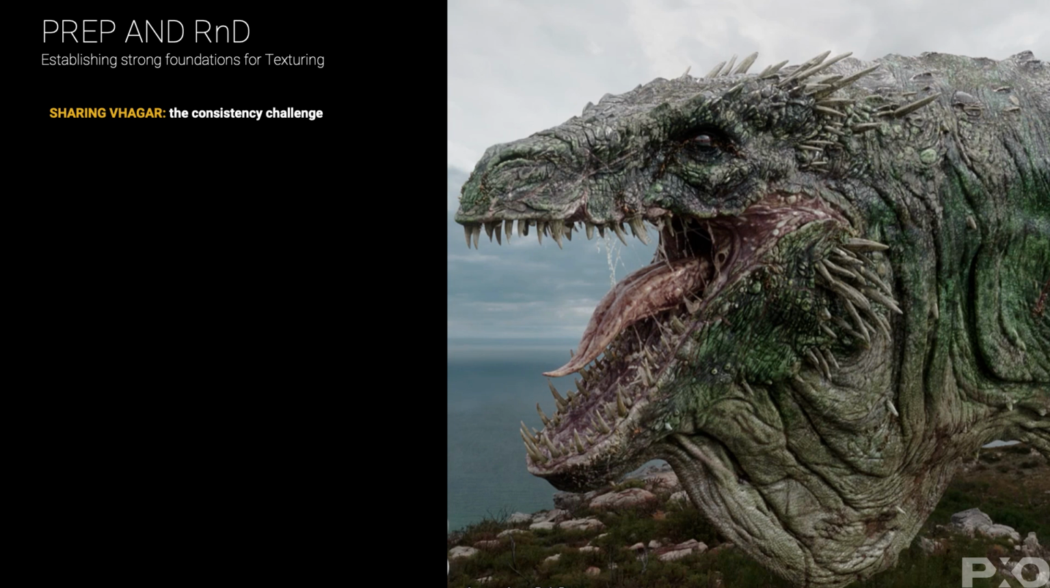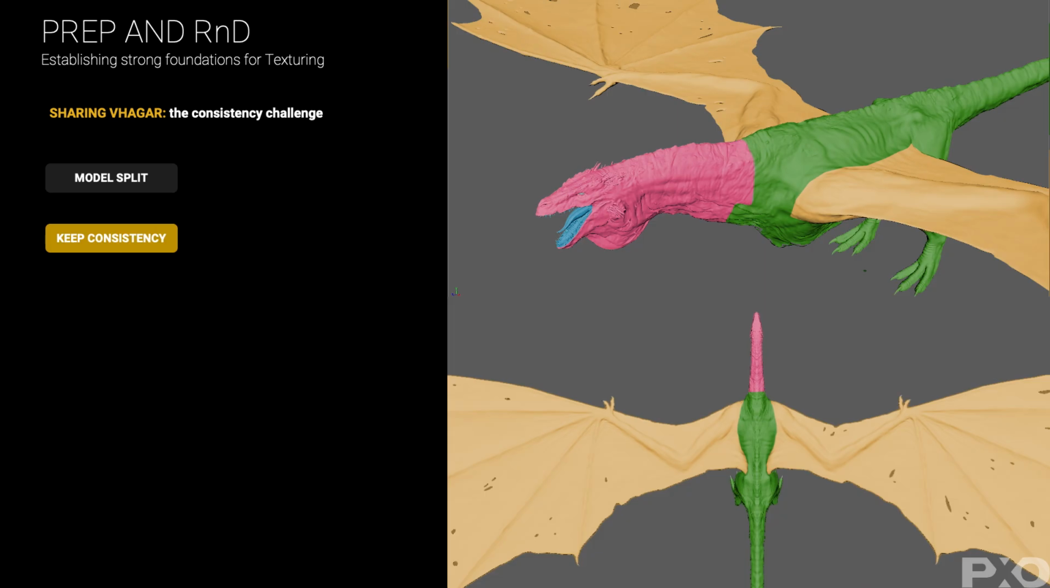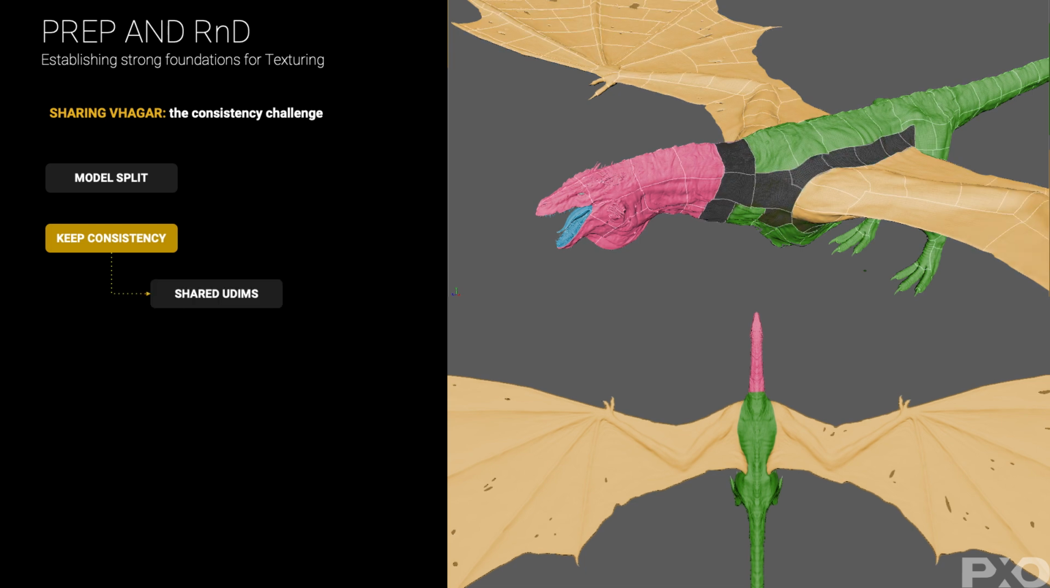Vhagar needed to be shared, for a lot of reasons. It could be overwhelming for just one artist, and you cannot guarantee that the quality would keep up for all the different parts. So we split this dragon, and the very first thing was to figure out how we split the model in a wise way. And then, of course, the question came, how do we keep consistency between the different pieces? Because different artists are working on it, and then this thing needs to come together.